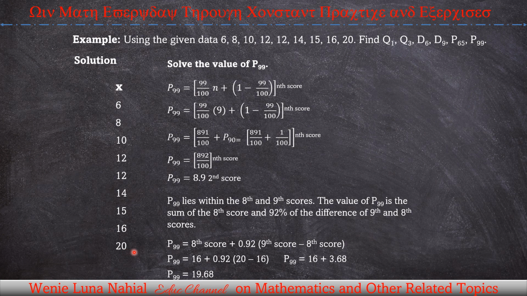So 99% of the scores are below 19.68. So the numbers below 19.68, or the numbers that comprise 99% of the distribution, these are 16, 15, 14, 12, 12, 10, 8, and 6.